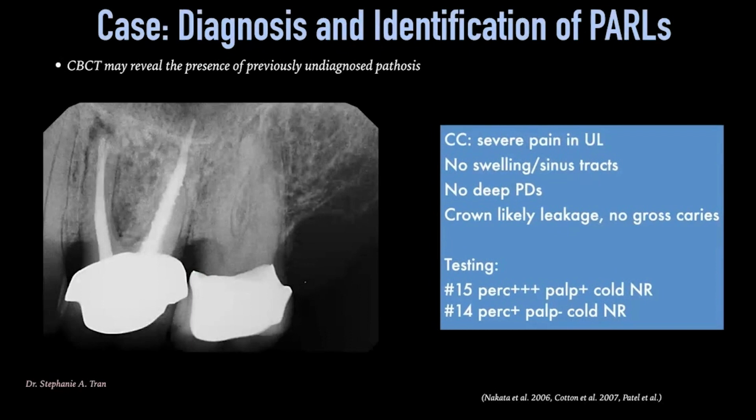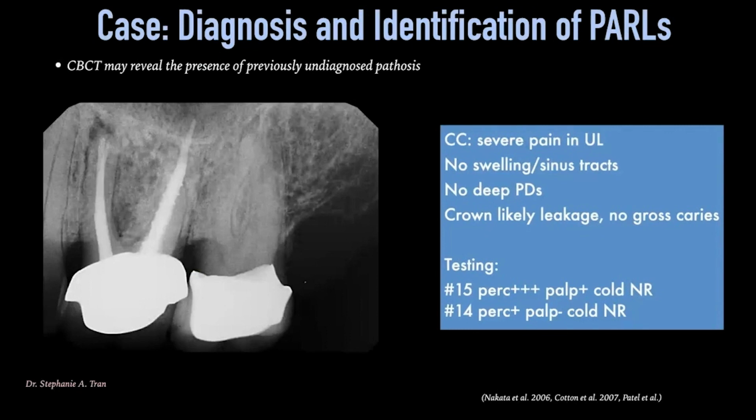Additionally, CBCTs are very helpful when trying to make more complicated diagnoses and can reveal the presence of previously undiagnosed pathoses. So for example, in this case, the patient had pain in the upper left, a different patient and a different tooth, number 15. This patient did not have any obvious swelling or sinus tracts, no deep probing depths, and they didn't have any gross caries that were really obvious either.